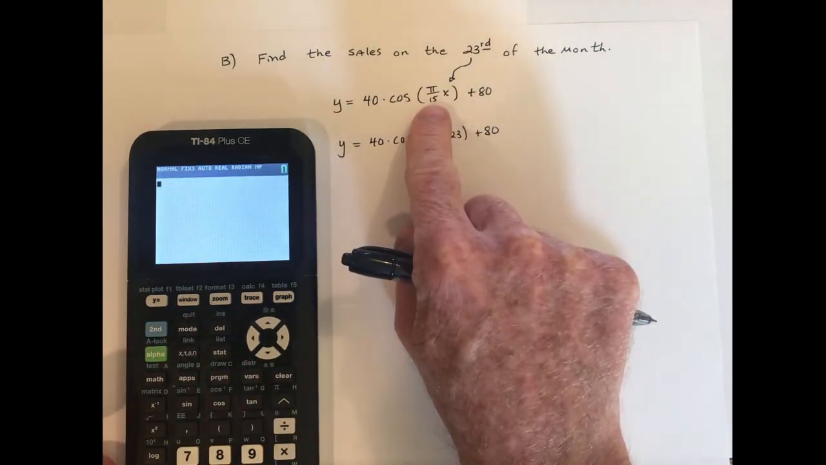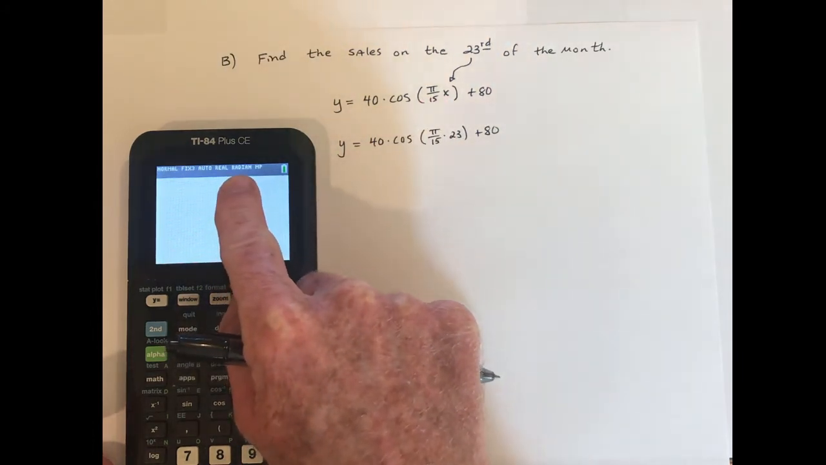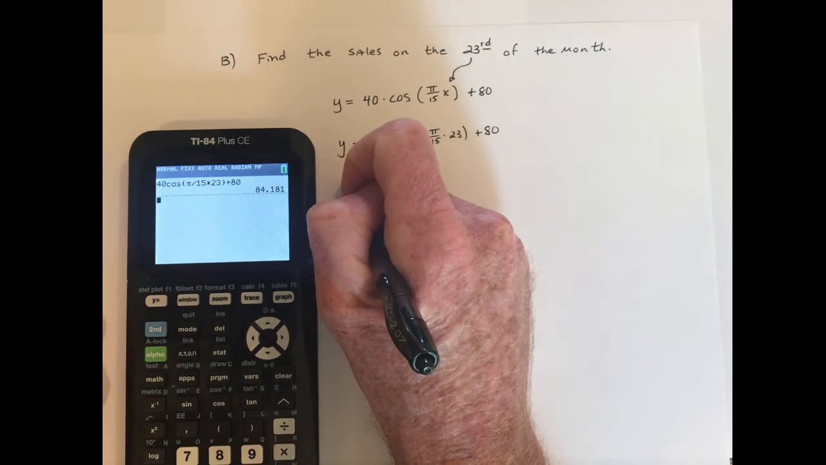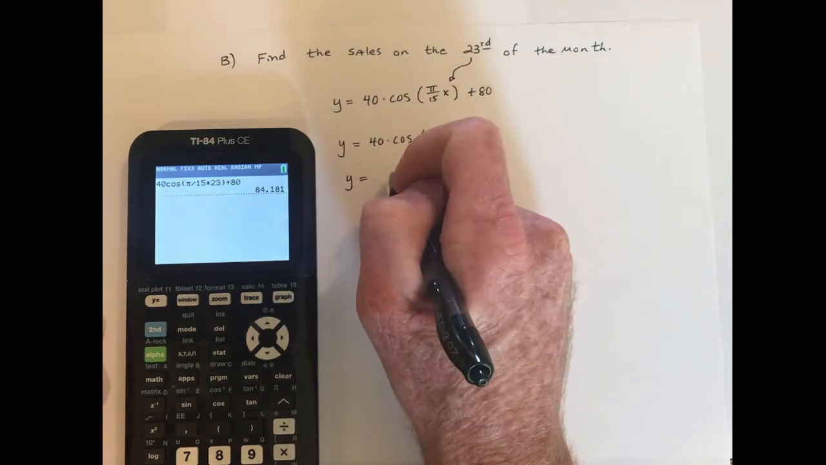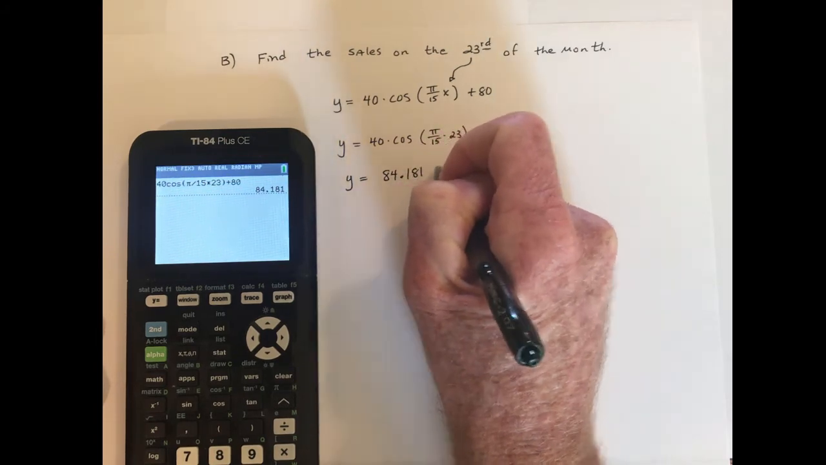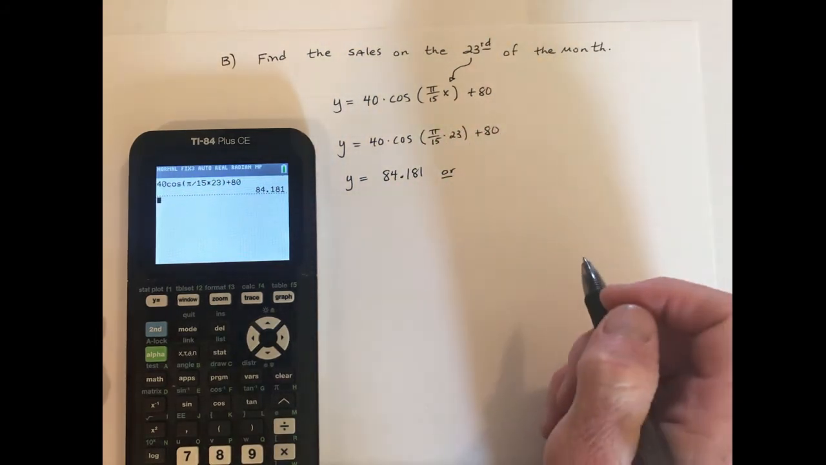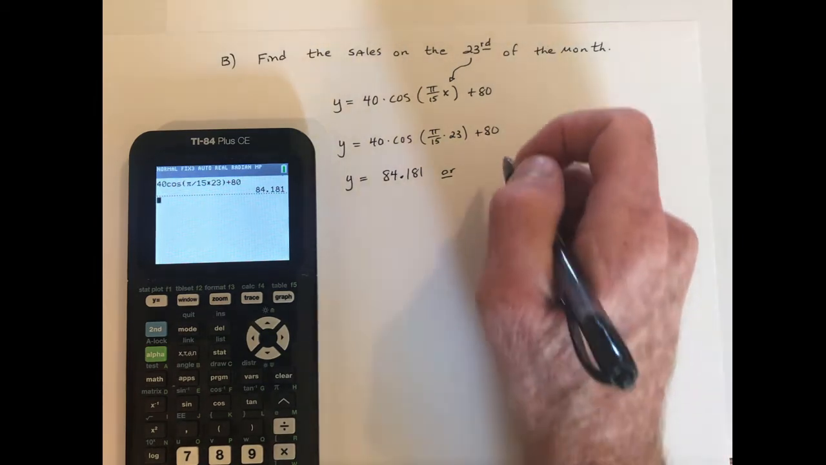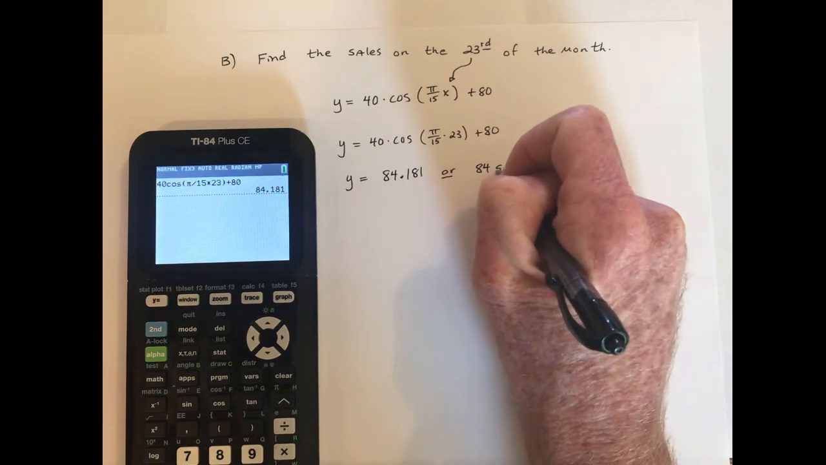So because of the pi, we need to be using radians, so it is in radians. And then 40 cosine, pi divided by 15 gets multiplied with 23, and then plus 80. And it's close to what I predicted, but my graph wasn't exactly accurate. To be more accurate, it's going to be 84.181, or since these are sales at a restaurant, it's not talking about dollars, it's talking about how many dinners did they sell. So 84 actual sales.